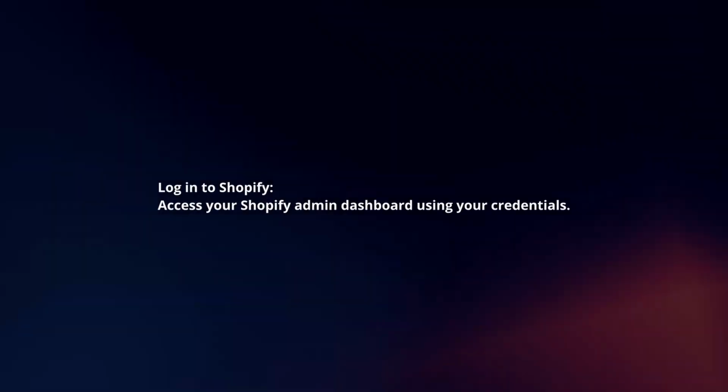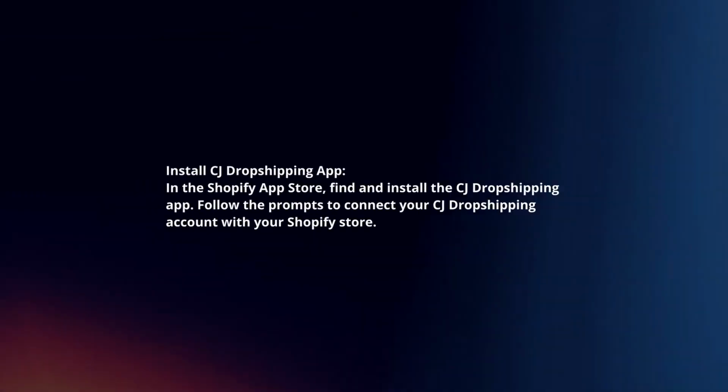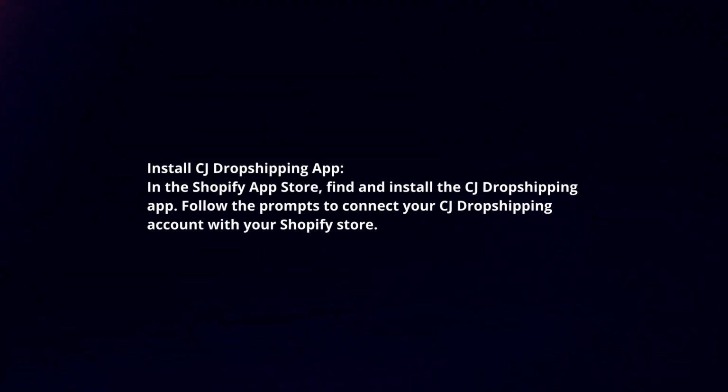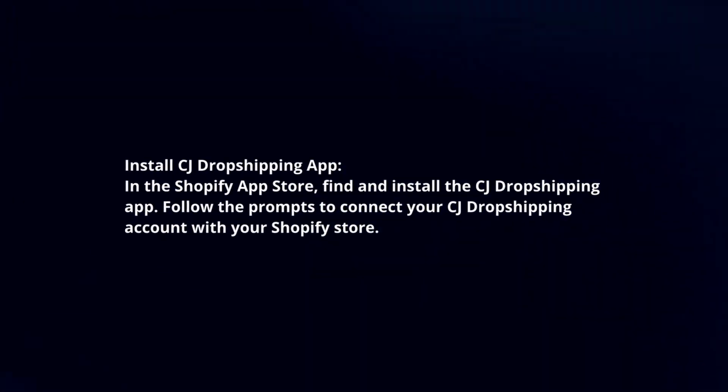Log into Shopify. Access your Shopify admin dashboard using your credentials. Install CJ Dropshipping app. In the Shopify App Store, find and install the CJ Dropshipping app. Follow the prompts to connect your CJ Dropshipping account with your Shopify store.